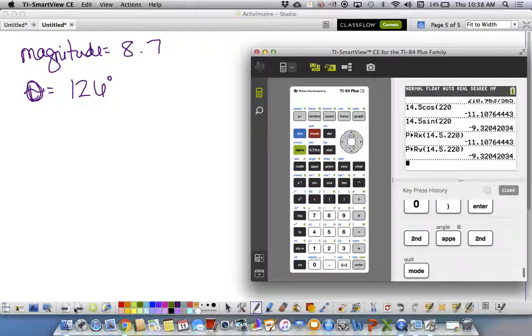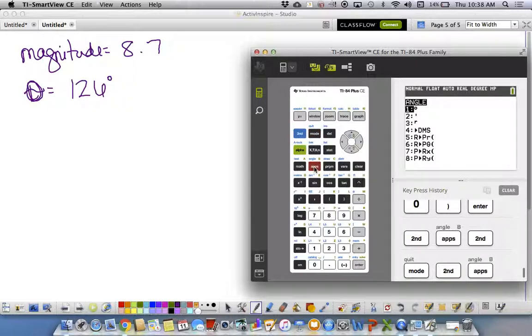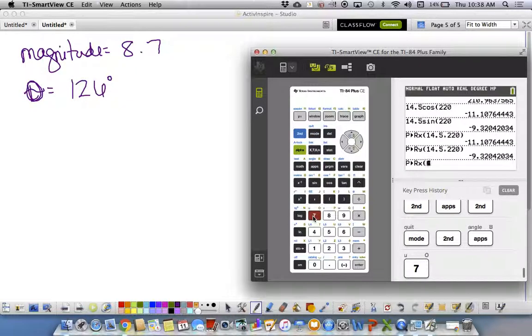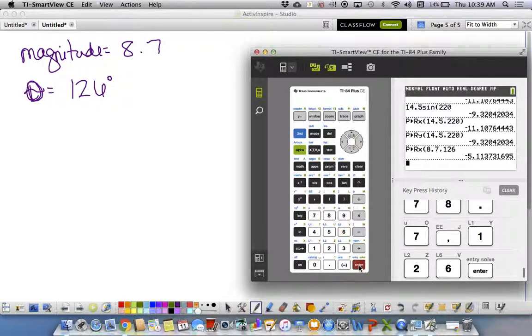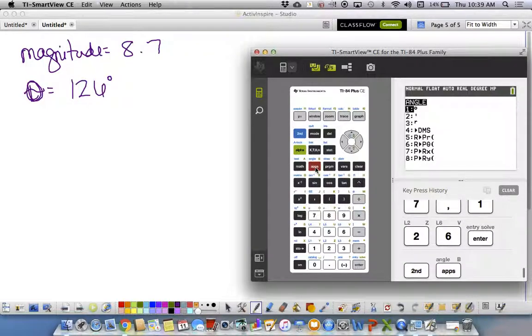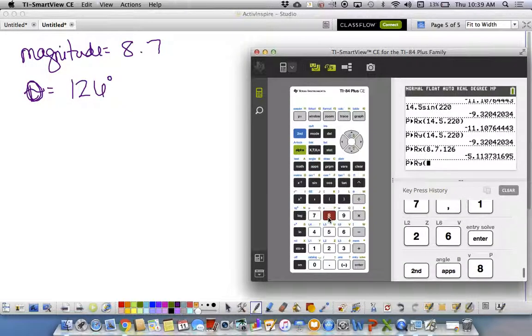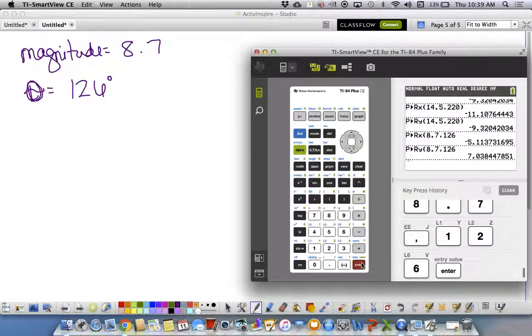7.04. Okay, so when you plug those in, it's so simple. Second apps, number 7, 8.7, comma, 126. Negative 5.1. Second apps, 8.7, comma, 126.